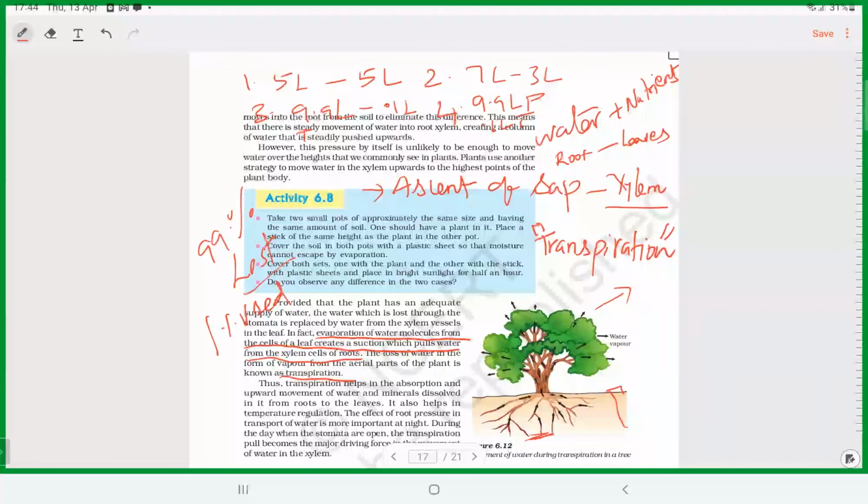Bad, because a lot of water is lost. So transpiration is a waste process. Okay. Good means, what justification can you give?